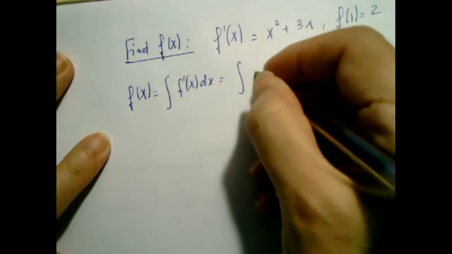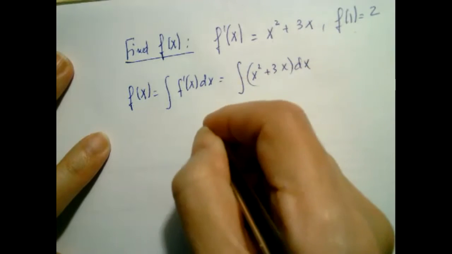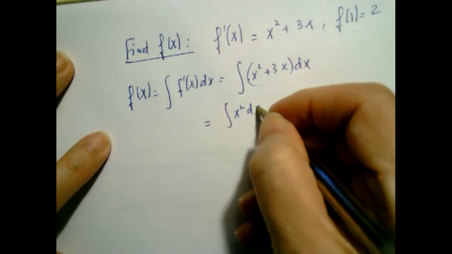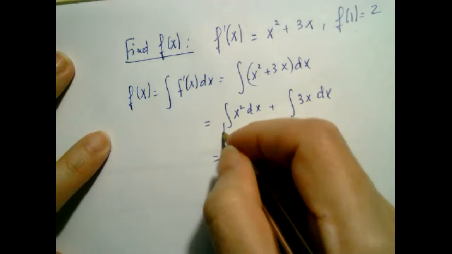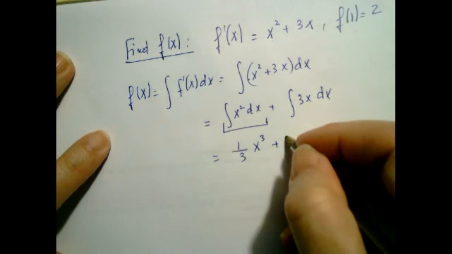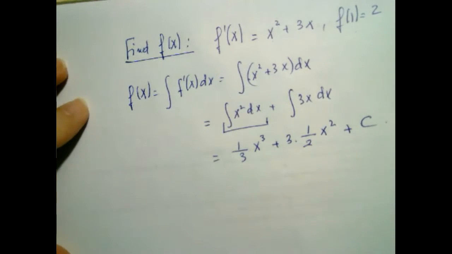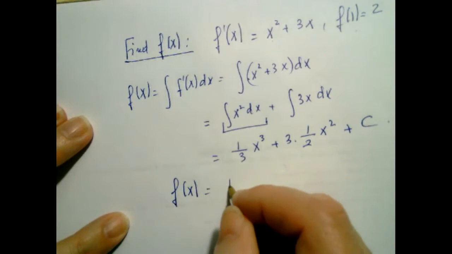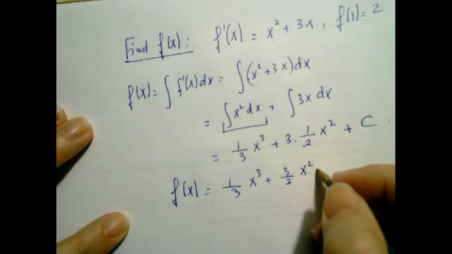It means the antiderivative of x squared plus 3x, which is equal to the antiderivative of x squared plus the antiderivative of 3x dx. The antiderivative of x squared is simple: a third x cubed. Plus 3 is a constant. The antiderivative of x is a half x squared plus c. So my f is a third x cubed plus 3/2 x squared plus c.